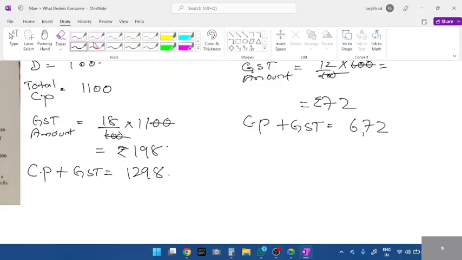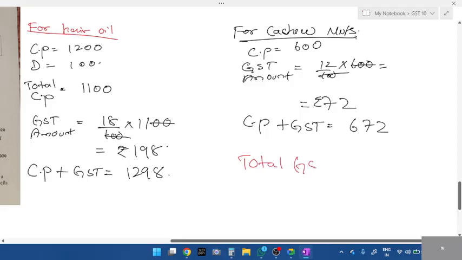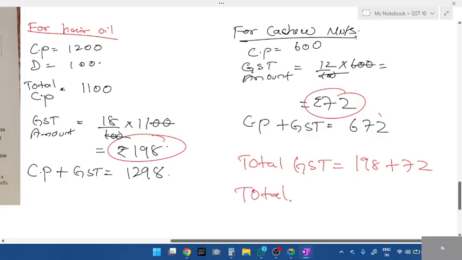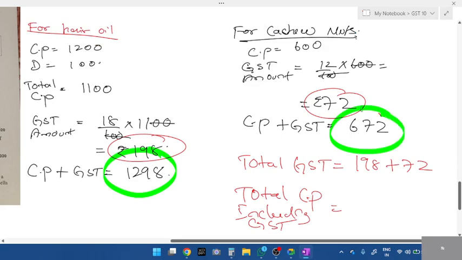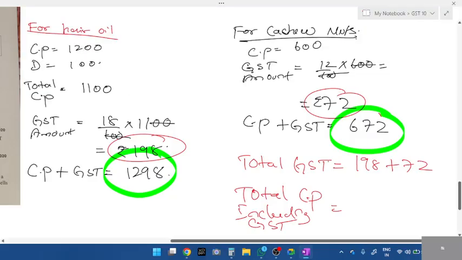Okay, now tell me the GST, total GST, only the GST value. Which two you have to add? 198 plus 72. Then total cost price including GST. Total cost price including GST. Add these two. Add these two green ones. You can do it like this or take all the cost price 1100.